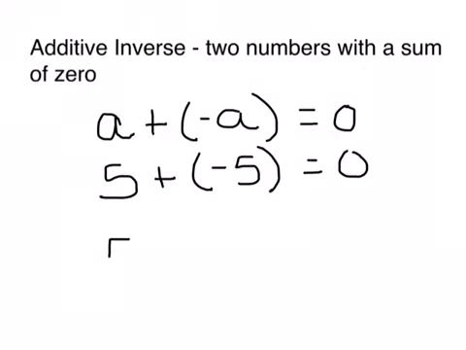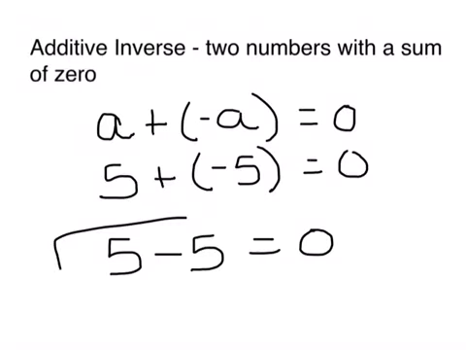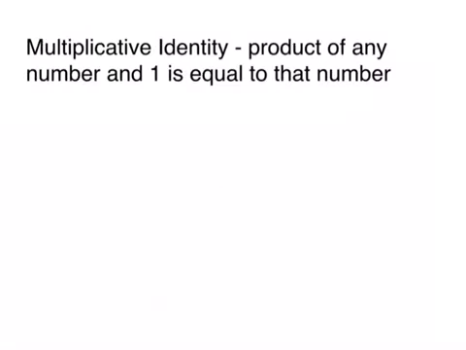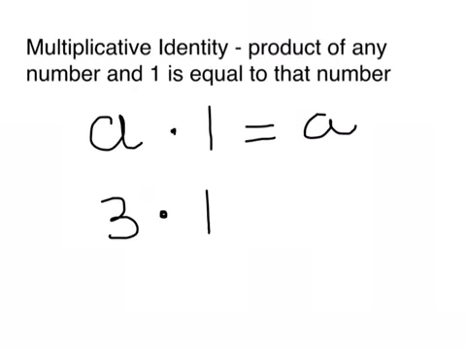Don't be confused with this. If we take 5 and we subtract 5, we also get 0, but this is not an example of the additive inverse. The multiplicative identity, or the product of any number and 1 is equal to that number. So, for example, if we take a and we multiply it times 1, we'll get a. Or if we take the number 3 and we multiply it times 1, we'll get 3.